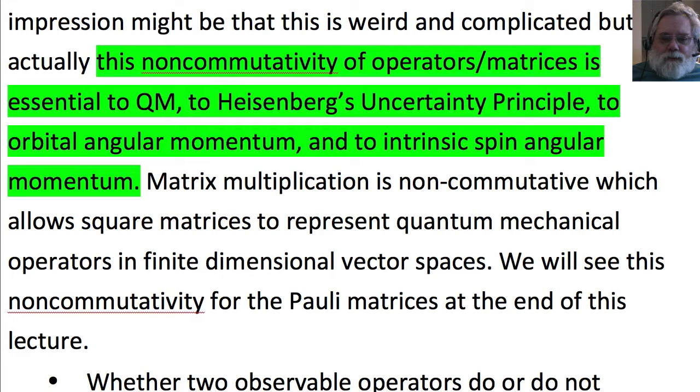Matrix multiplication is non-commutative, order matters. And this is great. This allows us to use square matrices to represent quantum mechanical operators in finite dimensional vector spaces, and it all works out just great. And it's not that hard. It's not that complicated. We'll see this non-commutativity for the Pauli matrices at the end of this lecture.